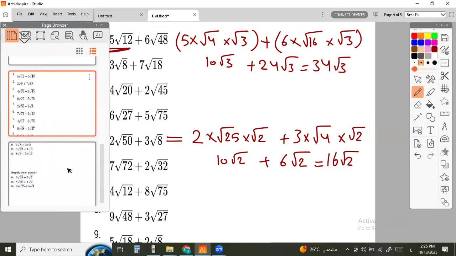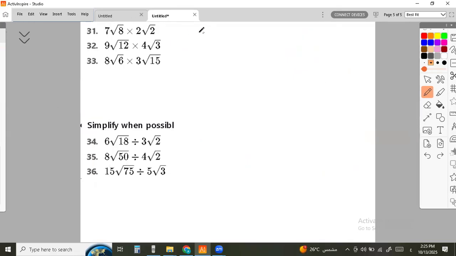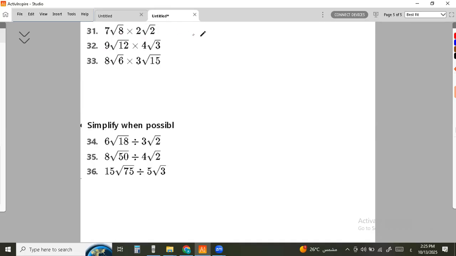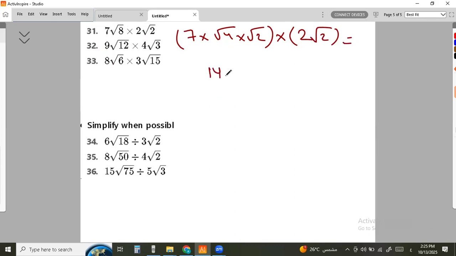Let's move to the last slide. This, simplify it. So here it's going to be 7 times root of 4 times root of 2, multiplied by 2 root of 2. As it is, 7 times 2 is 14. So 14 root of 2 times 2 root of 2 equals, what is 14 times 2? 14 times 2 is 28. So it is 28 times root of 2 times root of 2, which is 2, so that's 56.